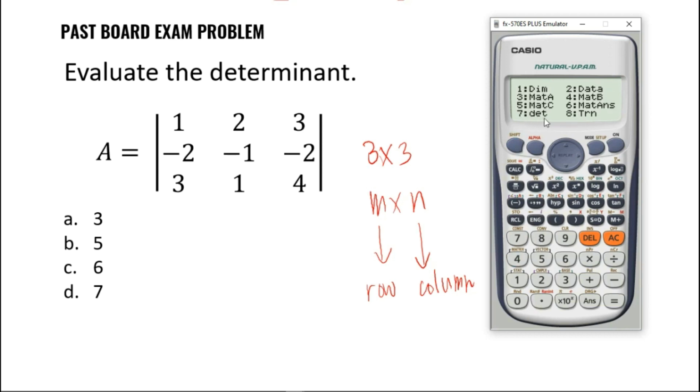So you have here determinant number 7. So 7. Then input natin guys yung matrix. So shift, matrix, then matrix A. So 3. Then equals lang natin. We have here, ang answer natin here is 5. So ang answer natin here guys is 5. So the determinant of this 3 by 3 matrix is actually equal to 5.